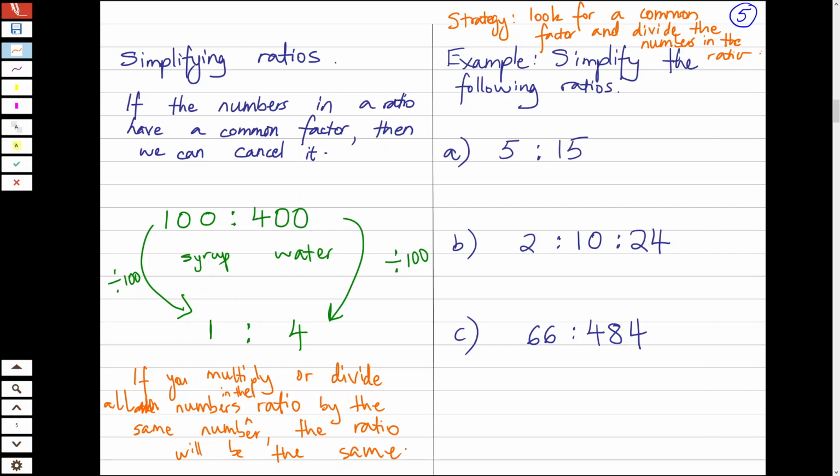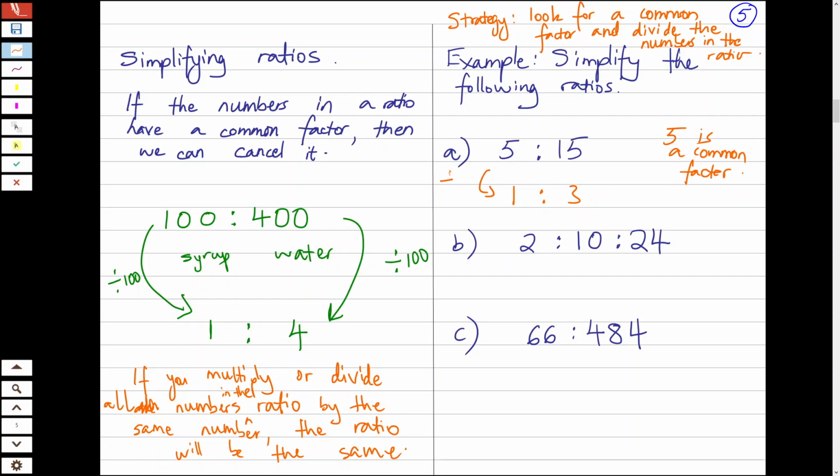Okay, 3 doesn't go into 5. Oh, it does, it just doesn't fit right. Yeah, so it would be considered a factor. Okay. So yes, it is 5. So if I divide both by 5, I get 1 to 3.